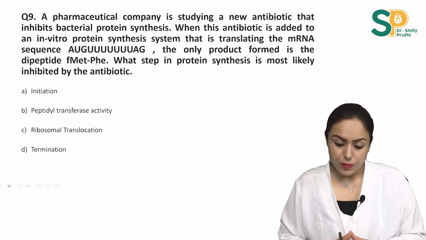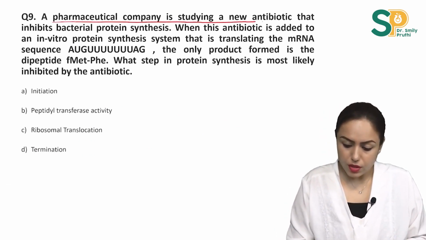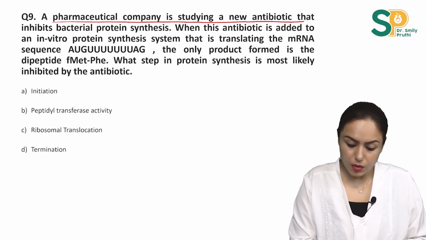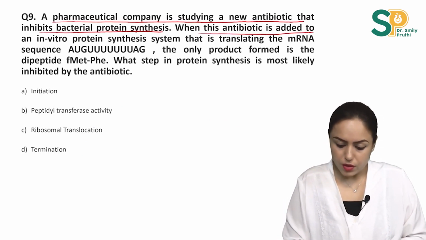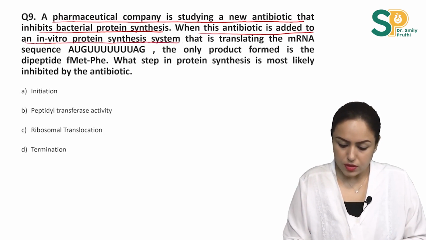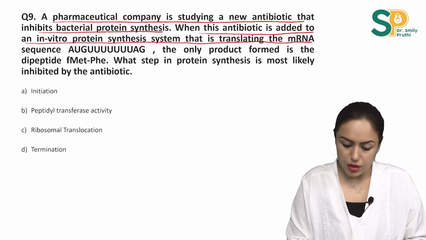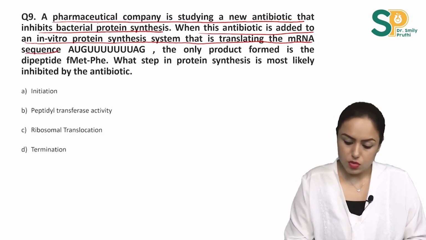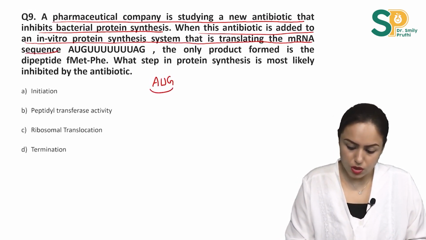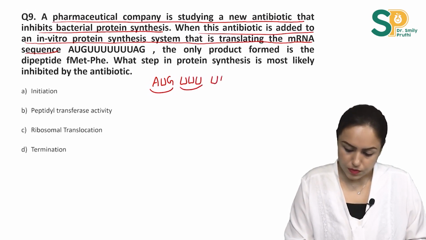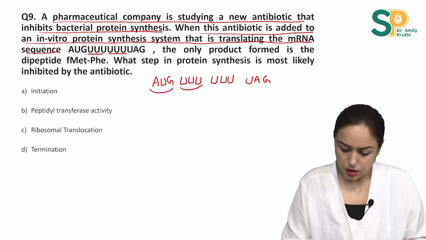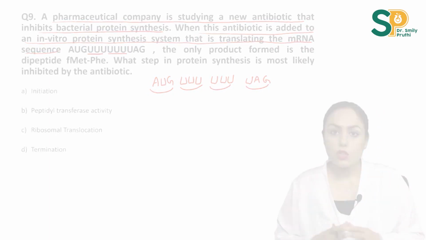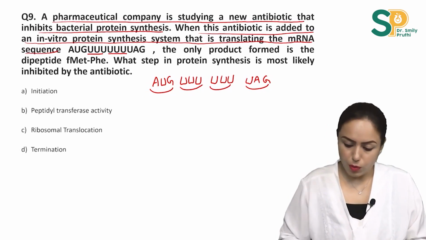Then question number 9. A pharmaceutical company is studying a new antibiotic that inhibits bacterial protein synthesis. When this antibiotic is added to an in vitro protein synthesis system that is translating this mRNA sequence, I'm writing the sequence AUG, then UUU, then UUU, then UAG. Okay, so this is the mRNA sequence for the protein.